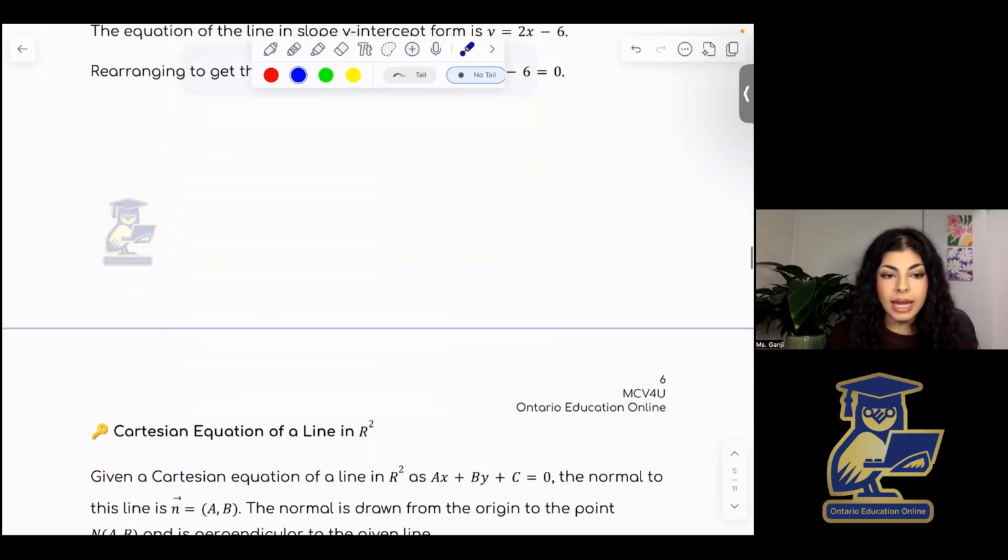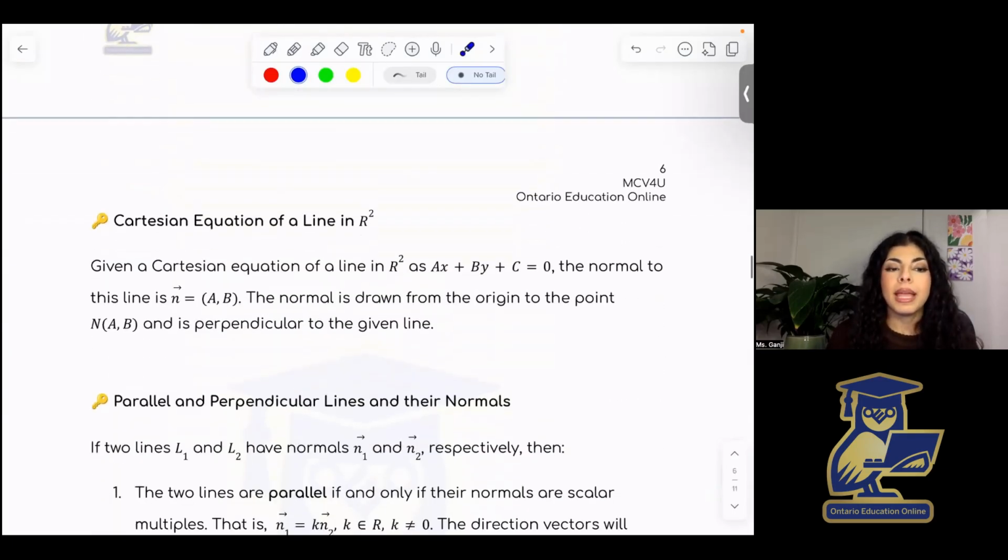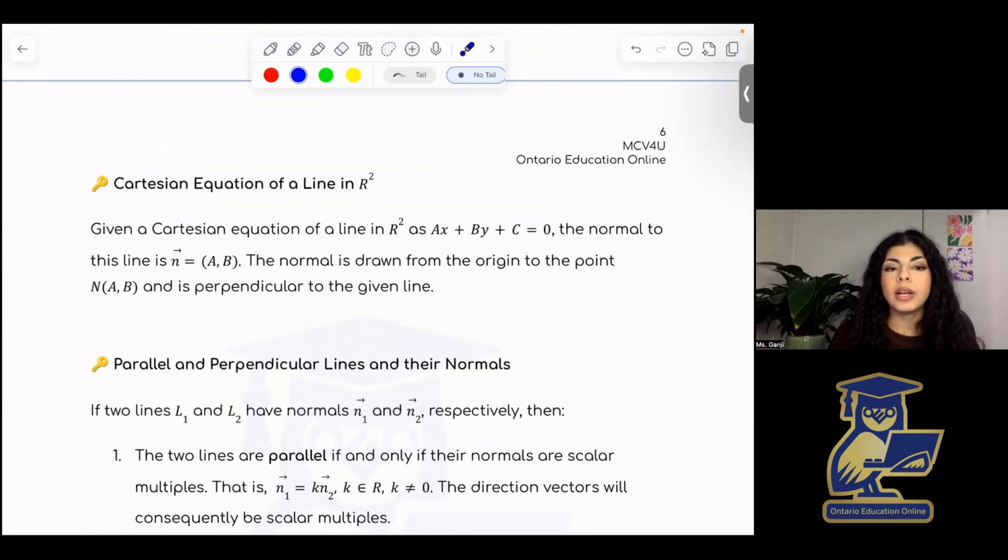So just generalizing that as well, and making now a new connection to it with the Cartesian equation of a line in R squared. So given the equation ax plus by plus c is equal to 0, the normal, remember normal is perpendicular to this line, is given by vector n, and this is actually just (a, b). And the normal is drawn from the origin to the point n, again given by (a, b), and this will be perpendicular to the given line.